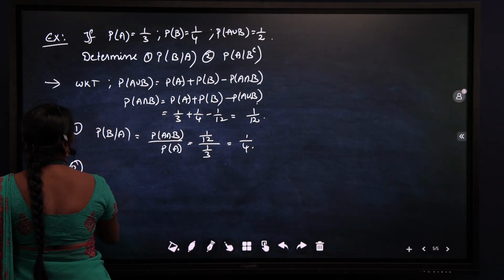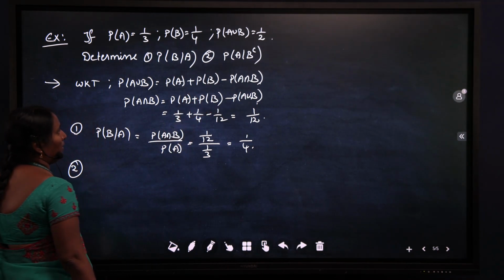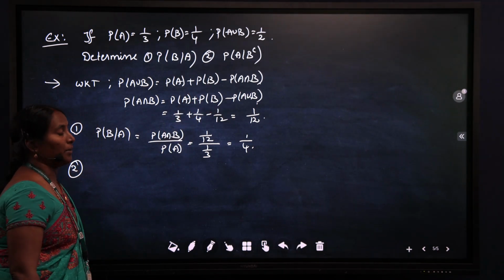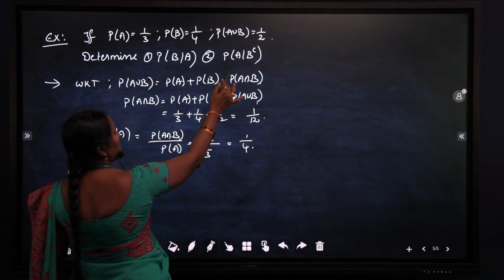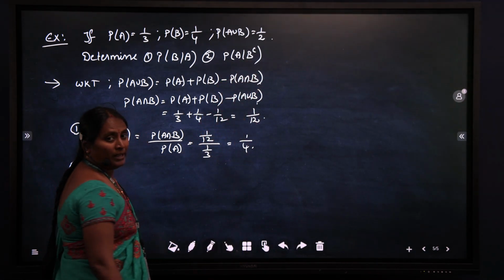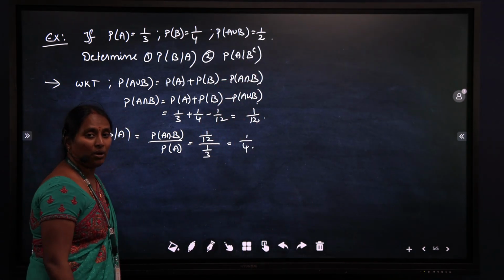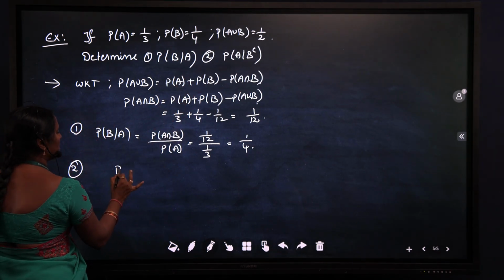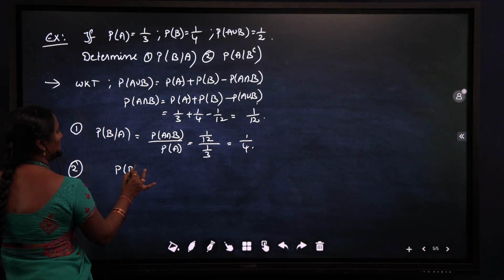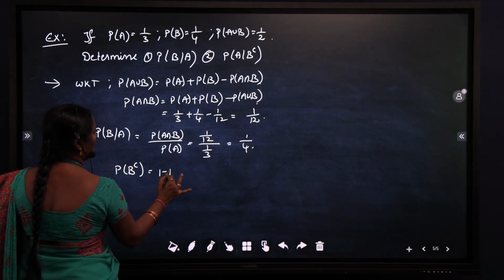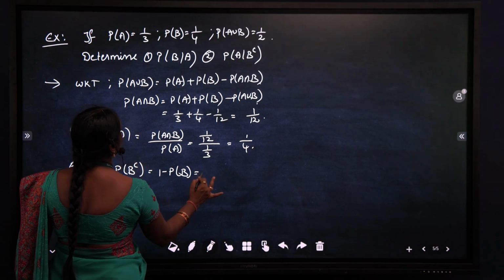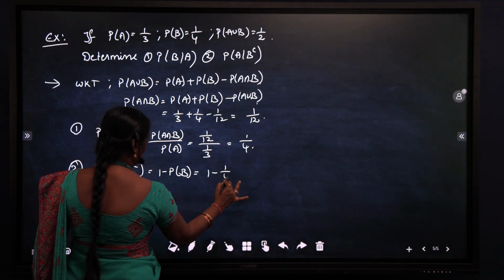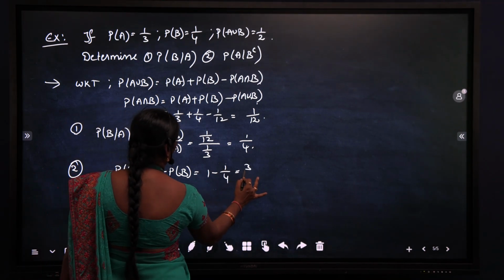Now let us see the second question, P of A given B bar. This is equal to P of A intersection B bar by P of B bar, because the event B bar has already happened. To do the second one, the first thing we find is P of B complement, which is equal to 1 minus P of B. So 1 minus 1 by 4 is equal to 3 by 4.